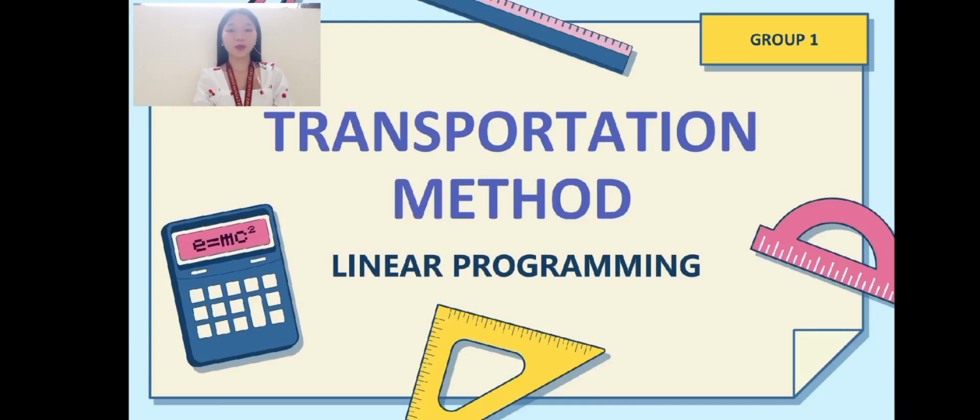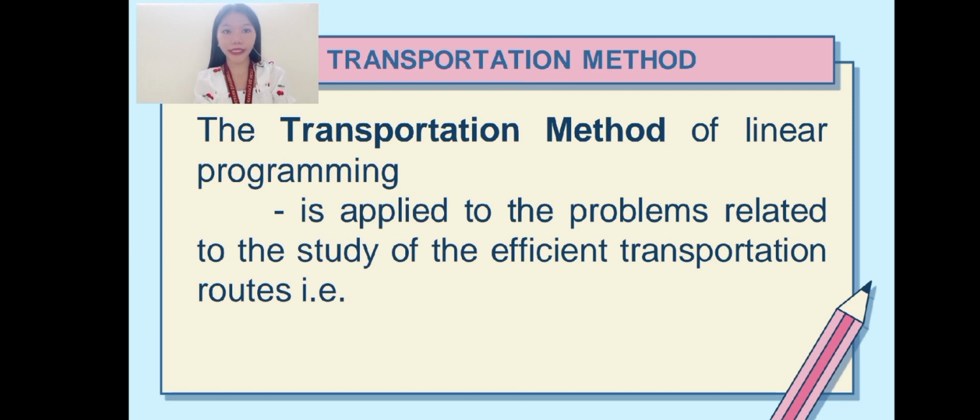So we are group 1 and we're going to report about the transportation method of linear programming. So what is the transportation method of linear programming? The transportation method of linear programming is applied to problems related to the study of efficient transportation routes, how efficiently the product from different sources of production is transported to the different destinations, such that the total transportation cost is minimal. Here, origin means the place where the product is originated or manufactured for the ultimate sales, while the places where the product is required to be sold are called the destination.